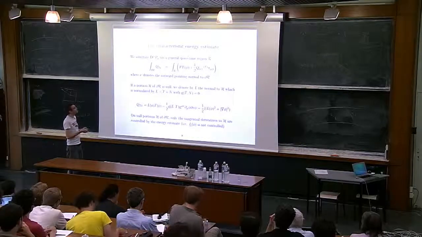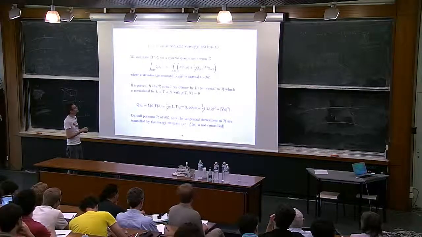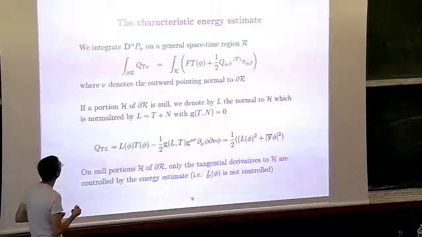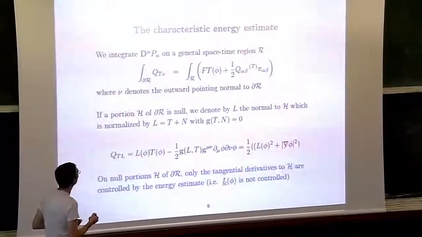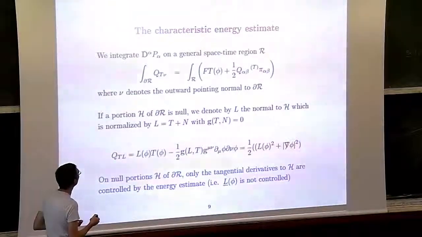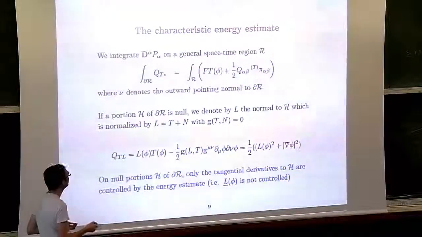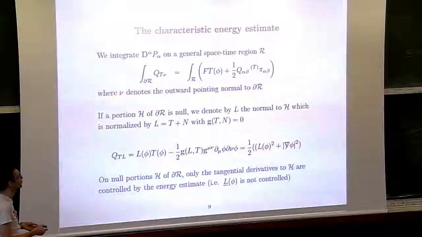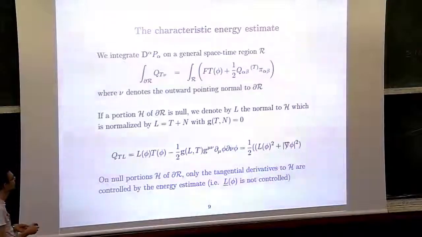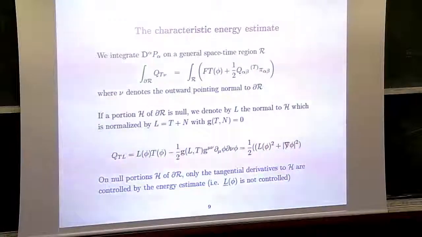And the general formula that you get after using Stokes' theorem is that the integral on the boundary of R, so that's the boundary term you pick up by Stokes, is Q contracted with T and nu, where nu is the outward pointing normal to ∂R, and then you have the integral over the spacetime region, the bulk, which is of course the same. What you change is the boundary term. Okay, so now consider the portion of ∂R which is null.